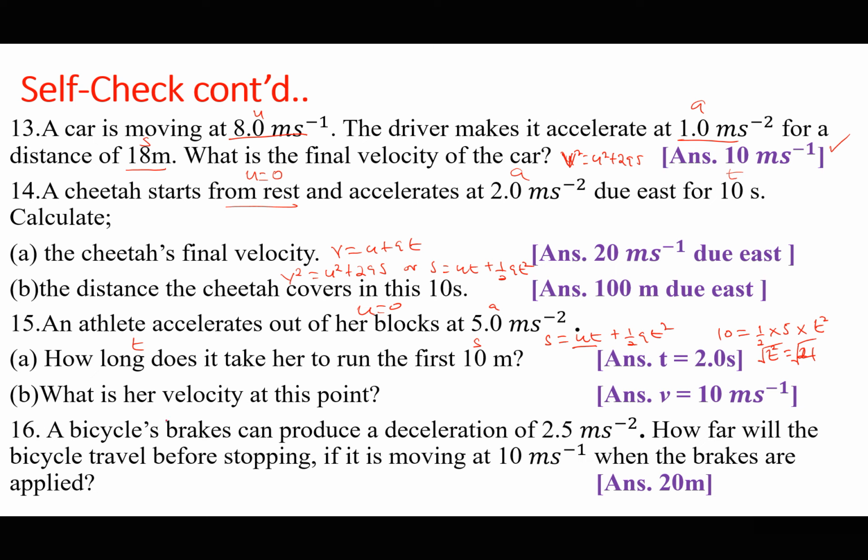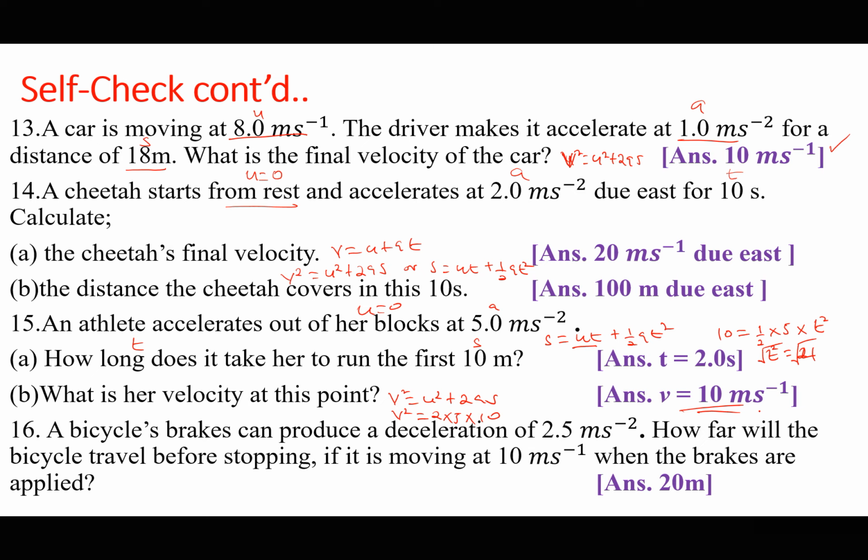What is her velocity at this point? So if you want her velocity, you can use v squared equals u squared plus 2as. u squared is 0, so we say v squared equals 2 times 5 times s, which is 10. Then you find the square root. So we have 10 times 10, then under the square root, which gives us 10.